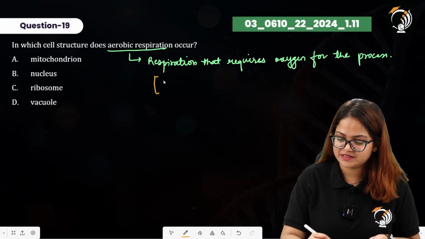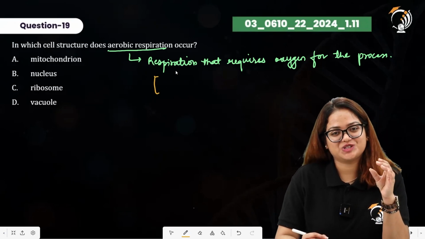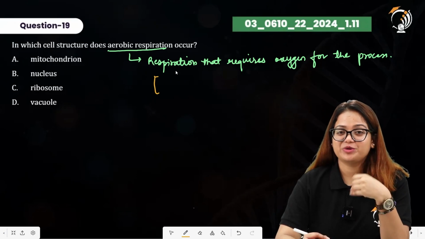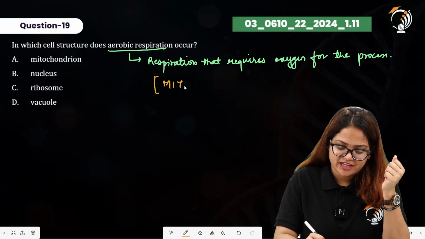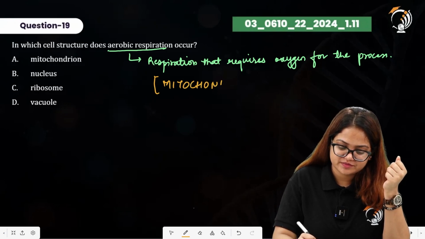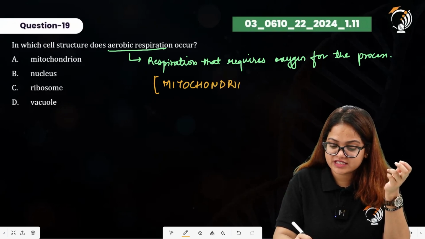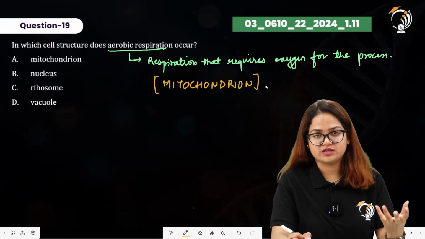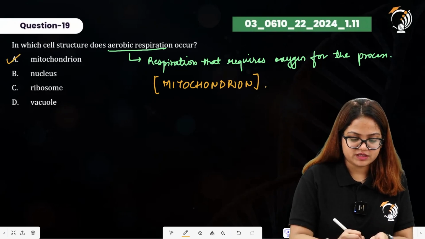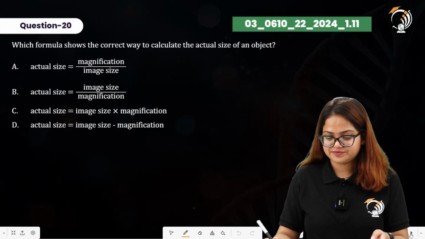So this happens in that particular cell structure which is able to generate energy in the form of ATP, and that is the mitochondria. And mitochondrion for a single mitochondrion. All right, mitochondria for the plural term basically. This is A as the right answer.